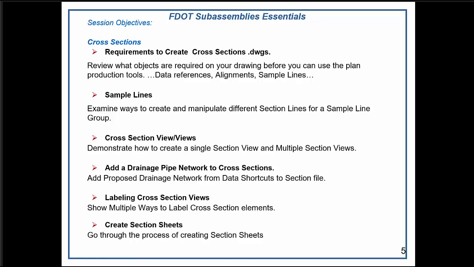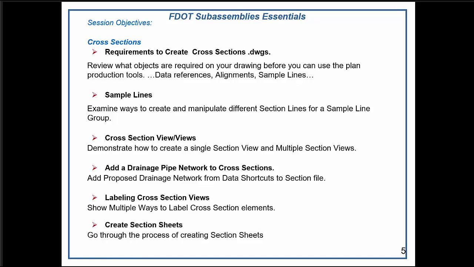So with that being said, the order of tasks that we're going to go through today: we'll look at the requirements of creating a cross drawing using the Create Drawing application and the State Kit. Then we'll reference in an alignment and start creating our sample lines. We're going to examine different ways to create sample lines and then manipulate sample lines once you have them in your drawing. We'll also take a look at taking a polyline and converting it into a sample line as well. For example, if you want a sample line that goes through a network structure, we're going to be using polylines to do that.